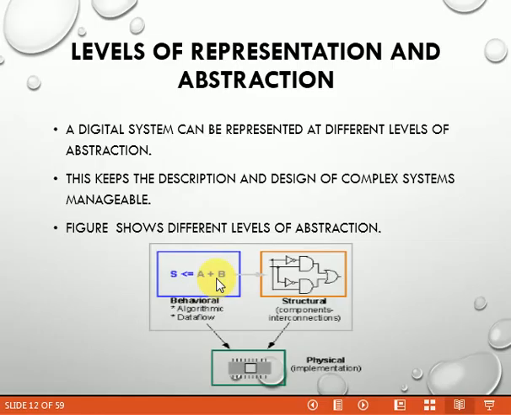Now here the behavioral level is further divided into two types. One is data flow and another is the algorithm. So this data flow describes how data moves from one system to another. So how it is going to be at the output level is shown in this behavioral level with the data flow.